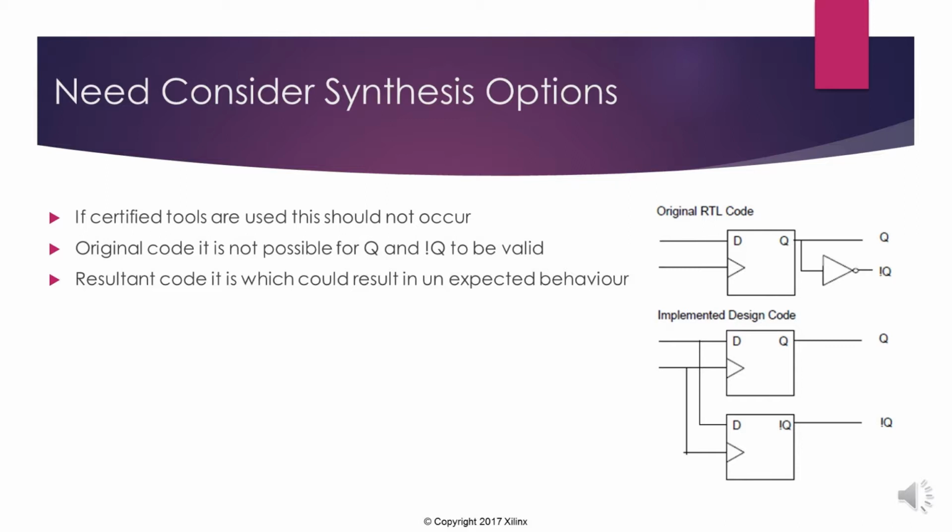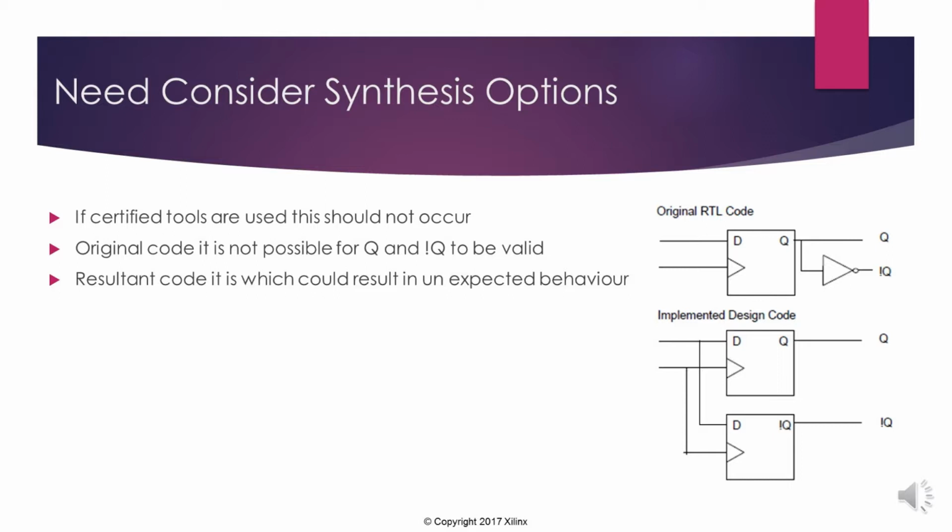Now, if we're using a certified toolchain, this shouldn't actually happen. But we also need to consider some of the synthesis options that can occur when we run. Because in this example, it's possible in the original code for Q and not Q to be true at the same point in time. However, with the implemented code that came out of the synthesis tool, it's possible for Q and not Q to be true at the same point in time if there's noise or a single event upset.